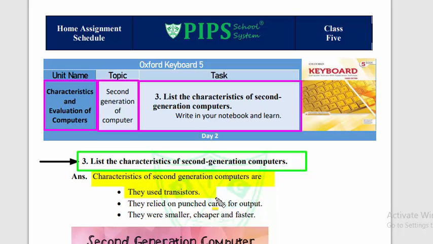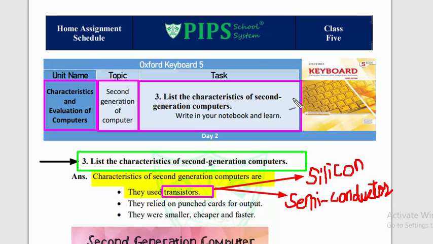They use transistors. इनमें ट्रांजिस्टर्स इस्तेमाल होते थे. And now here is the question, what are transistors? Transistors क्या हैं? So the answer is, transistors are smaller devices. They are made of silicon.